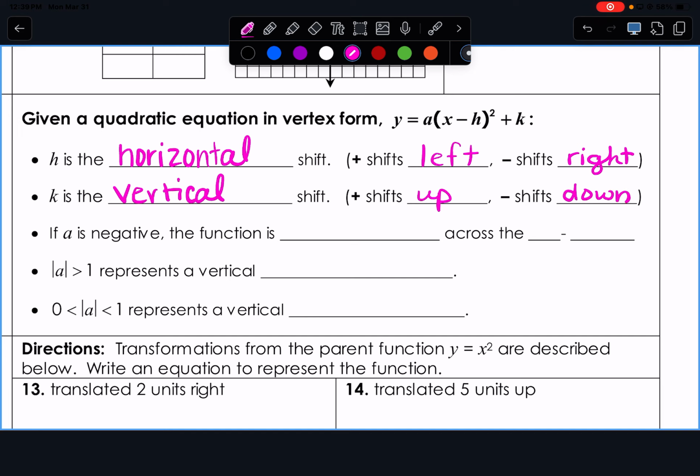If A, so the number in front, is negative, what happens to it? It reflects across which axis? So it reflects across the x-axis.